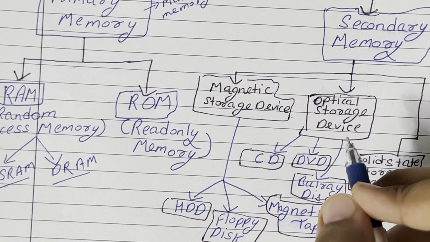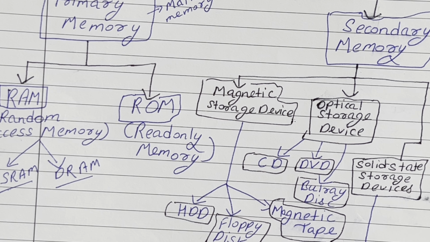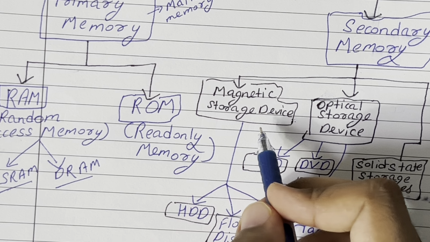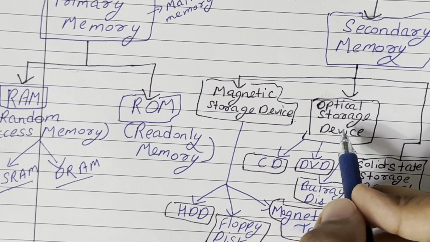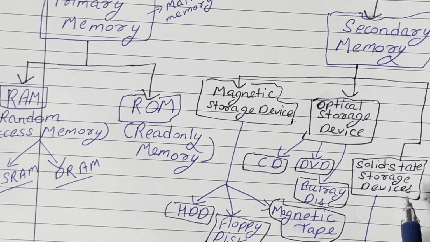Now, let's talk about its types. Secondary memory, guys, is further classified into magnetic storage devices, optical storage devices, and solid state storage devices. So, let's first talk about magnetic storage devices and their types.